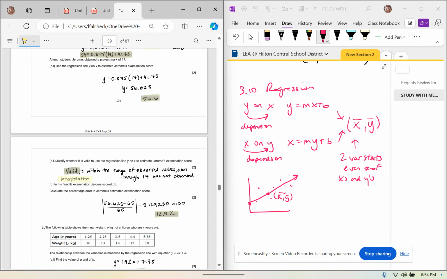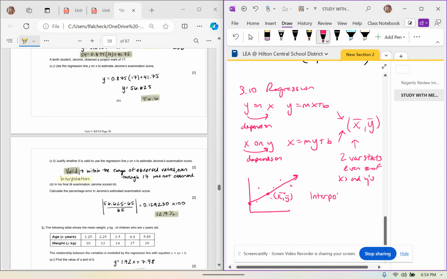Oh, remember interpolation versus extrapolation. Interpolation is when you make a prediction based off of a data point that was not specifically measured. That's going to hit right on the data point. It was not specifically measured during the experiment, but it is well within the domain of the given things that you were exploring. That would be interpolation.